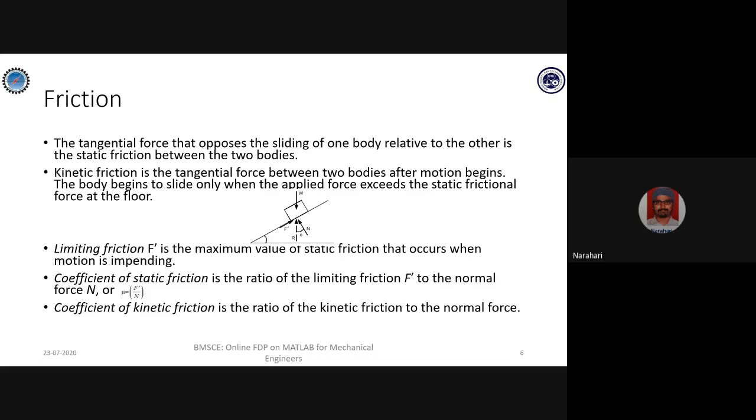Then limiting friction F dash is nothing but the maximum value of static friction that occurs when motion is impending. Then the coefficient of static friction is the ratio of limiting friction F dash to the normal force N. And the coefficient of kinetic friction is the ratio of kinetic friction to the normal force.